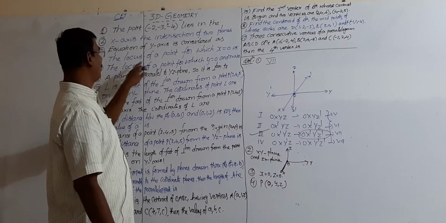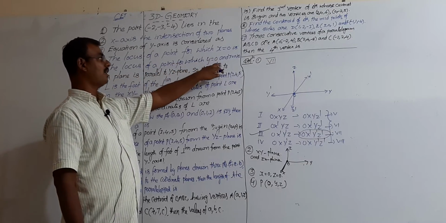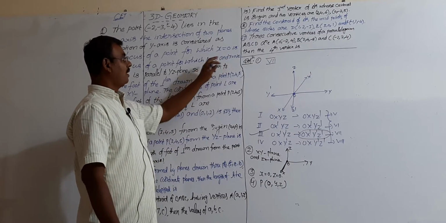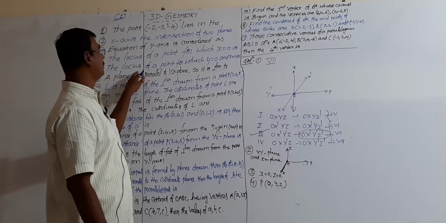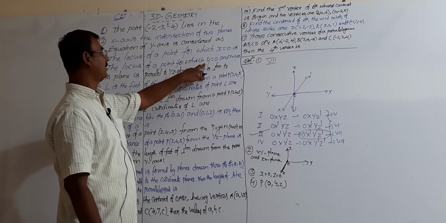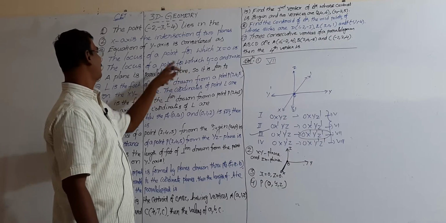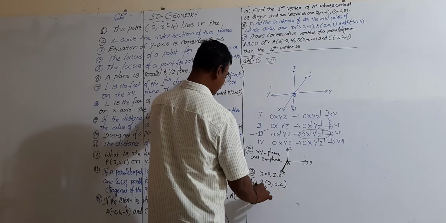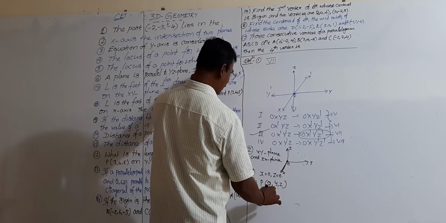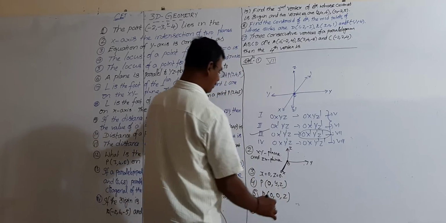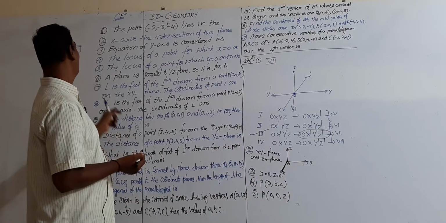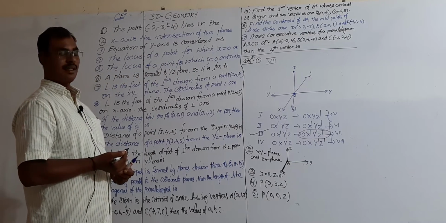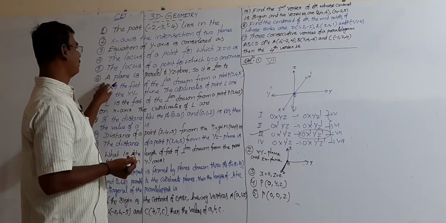Fifth question. The locus of a point for which y is equal to 0 and x is equal to 0. So that means what? Z-axis. Y is equal to 0, x equal to 0. So what is the point here? That is 0, 0, z. So this is the locus of the point for which y is equal to 0 and x equal to 0.